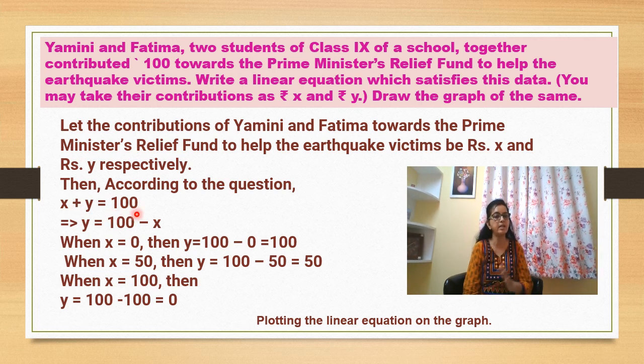And once we get LHS and RHS, then the equation is formed. So x plus y is equal to 100, and the sum is as it is. Very simple. You have to find the value of y, which is 100 minus x. Now let us take three random values of x, and find the respective values of y.